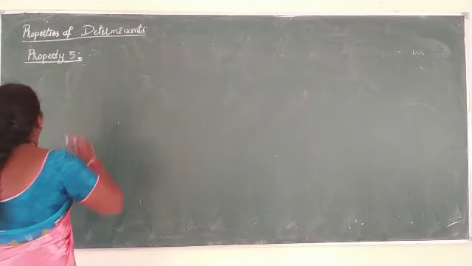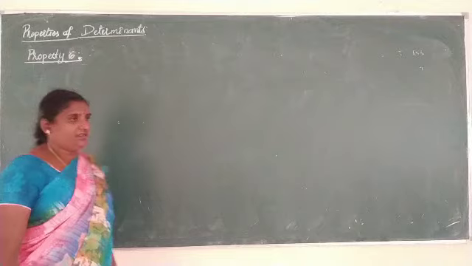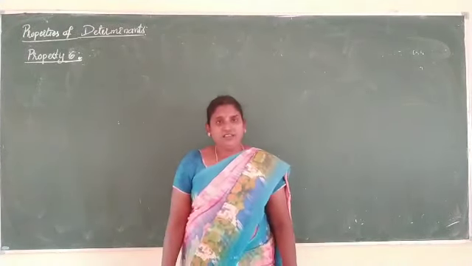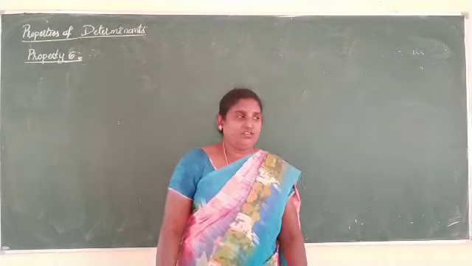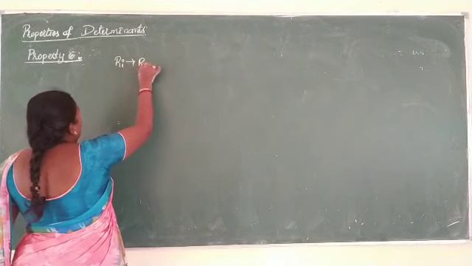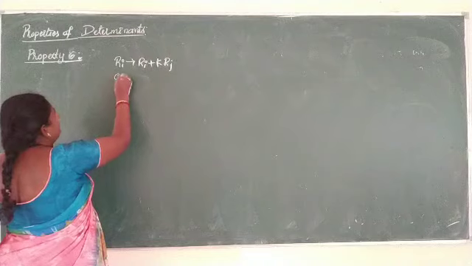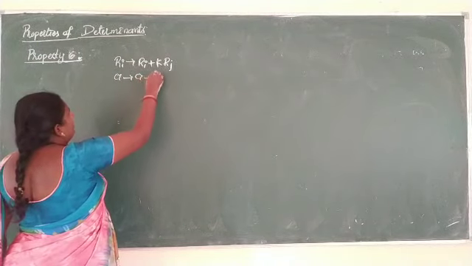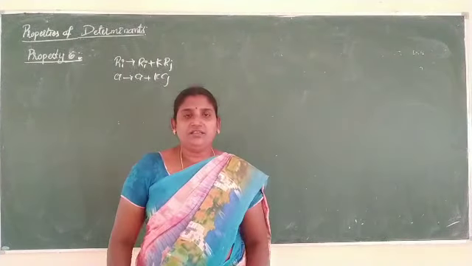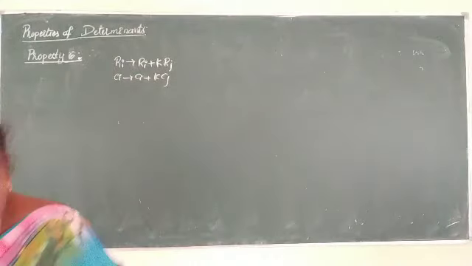And we have the last property, that is the sixth property. What's the sixth property? The value of the determinant remains unchanged if we apply these elementary operations: Ri goes to Ri plus k into Rj, and the column operation Ci goes to Ci plus k into Cj. If we apply these operations on the determinant, the value of the determinant cannot be changed. So for that also see the verification.